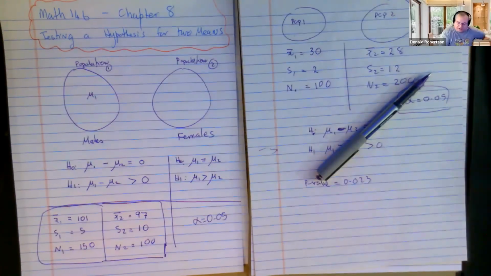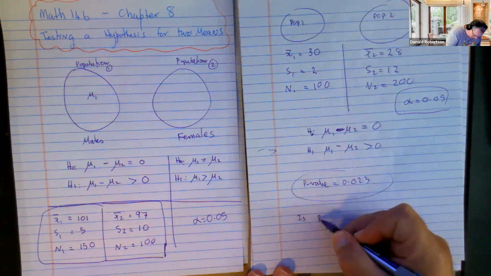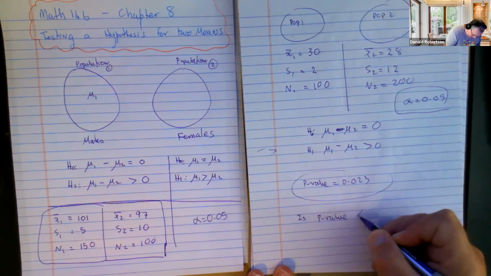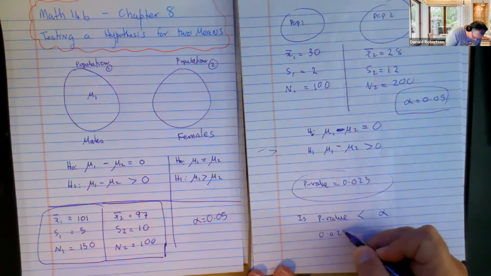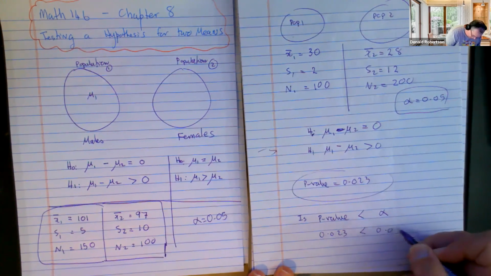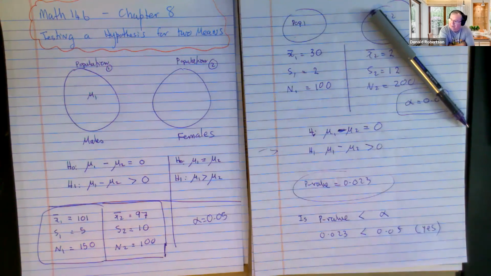So let's kick over to the whiteboard. And that was our p-value. And now what we're going to do is ask: is the p-value less than the significance level alpha? Is 0.023 less than 0.05? And the answer is yes. And so don't we do the yes sentences? So I've shown that Scottish ducks on average are heavier than English ducks.